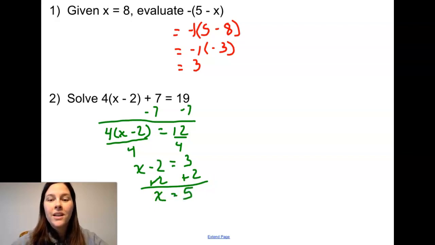Again, if you started with that distributive property and combined your like terms like what we did yesterday, that's fine. That works. There's nothing wrong with that. If you got x equals 5, then you're good.